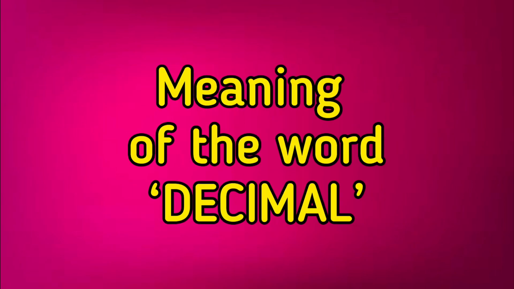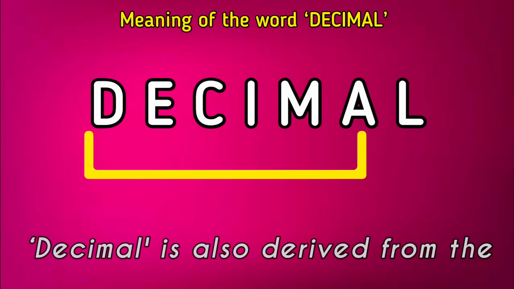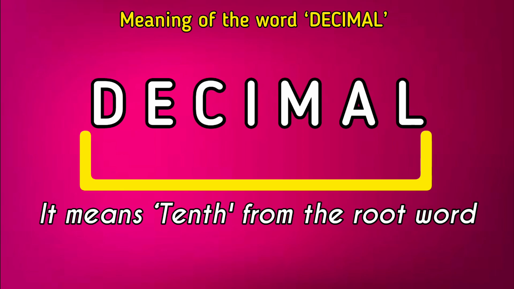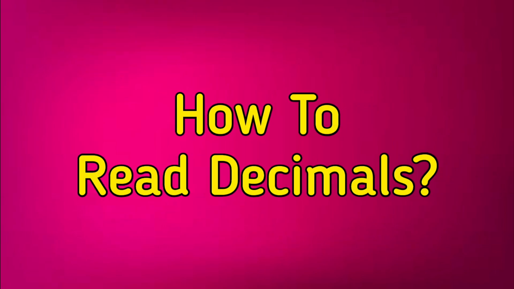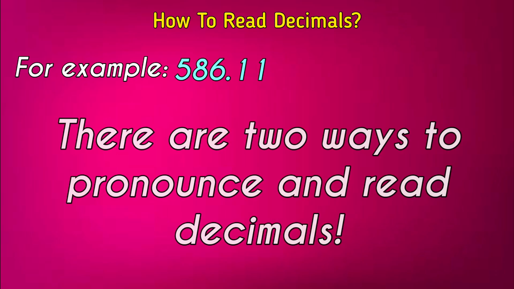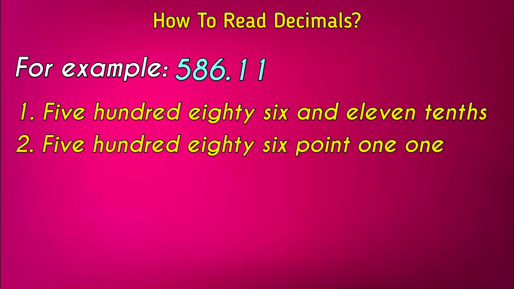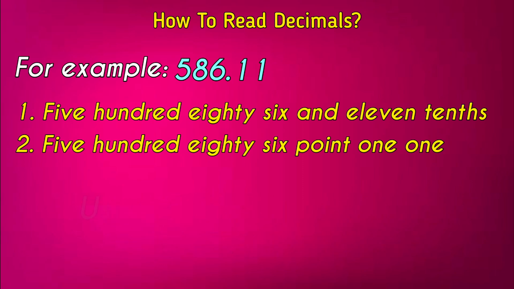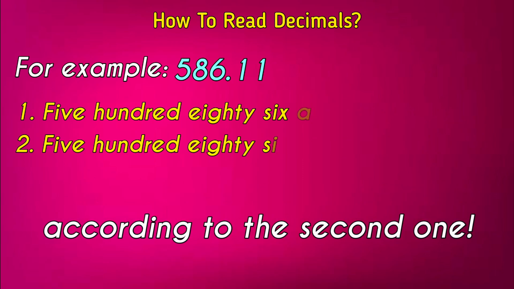Now, the meaning of the word decimal. The word deci in decimal means tenth. Decimal is also derived from the Latin word decimus. It means tenth, from the root word decim or 10. It is because decimals have 10 as their base. How to read decimals? For example, 586.11. There are two ways to pronounce and read decimals: 586 point 1 1, and 586 and 11 hundredths. Yeah, I agree, using the second one publicly is more efficient. Hence, that's why throughout the series, I am pronouncing and reading decimal numbers according to the second one.